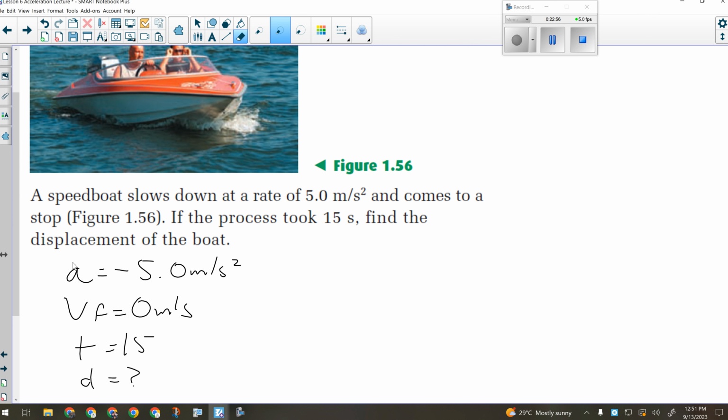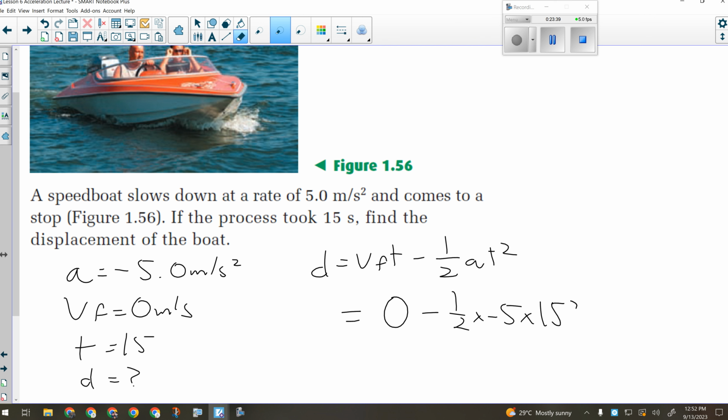Would be d equals final velocity times time plus... Yeah, exactly. The one like the one we just used, but goes from final velocity instead. Okay? So it works like that: Vf times t minus 1/2 at squared. All right, they want the displacement of the boat. Since Vf is 0, this whole term right now is 0, because Vf is 0, and 0 times anything is 0. All right, so if I'm plugging in my numbers, I got 0 minus 1/2 times negative 5 times 15 squared.